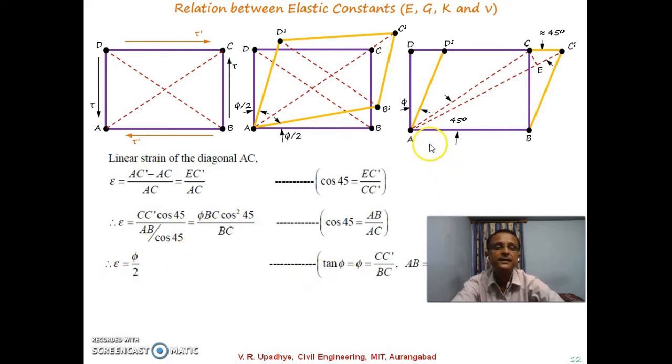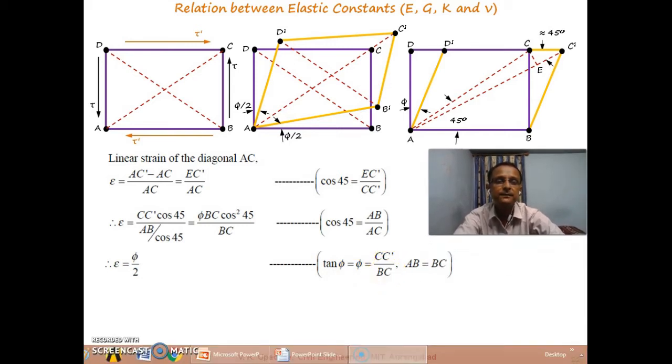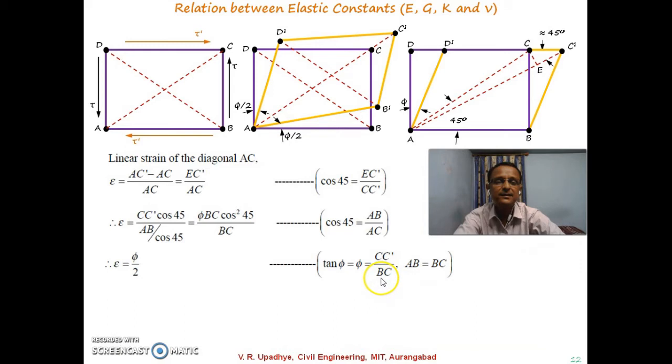if we are considering this angle, now this was phi by 2 and this was phi by 2, and total together is phi, the shear strain. So what we can write is tan of phi is equal to phi. So this term can be written as CC dash divided by BC. Over here, tan of phi at this position is this. If this is phi and if this is phi, then tan of phi is CC dash divided by this part, BC.